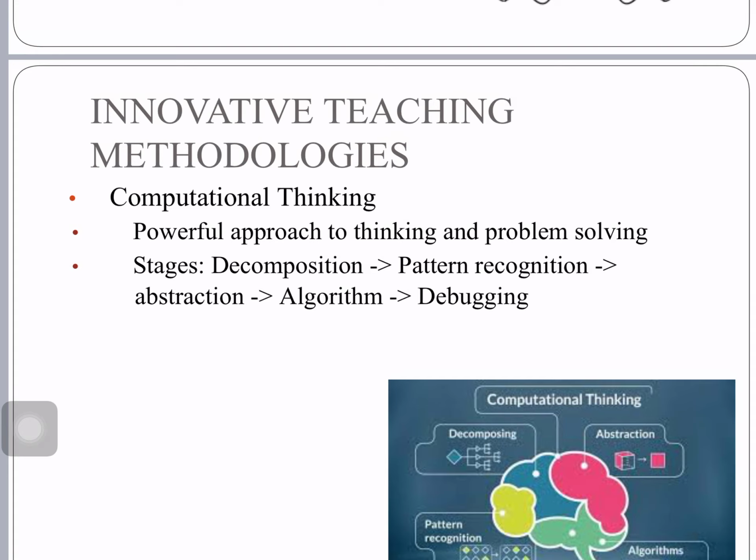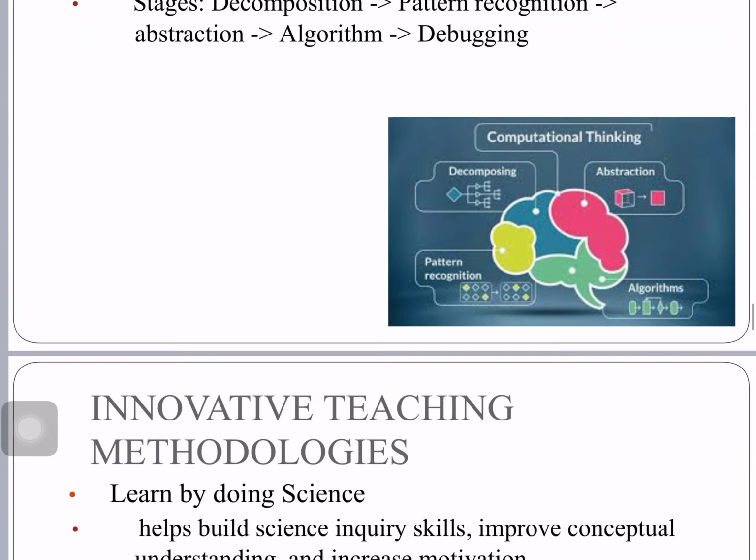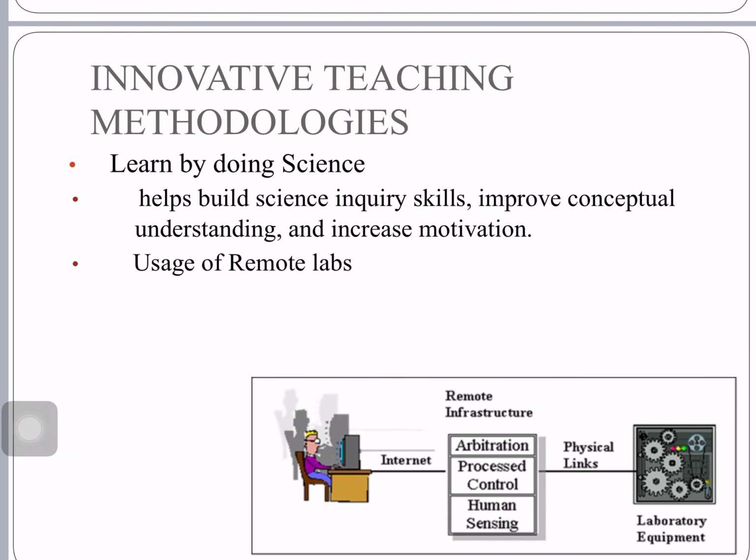While all the methods might seem simpler, computational thinking gives us a scientific and methodical process where students who are comfortable with methodical steps might be much more suited. Next type of methodology is learning by doing science.